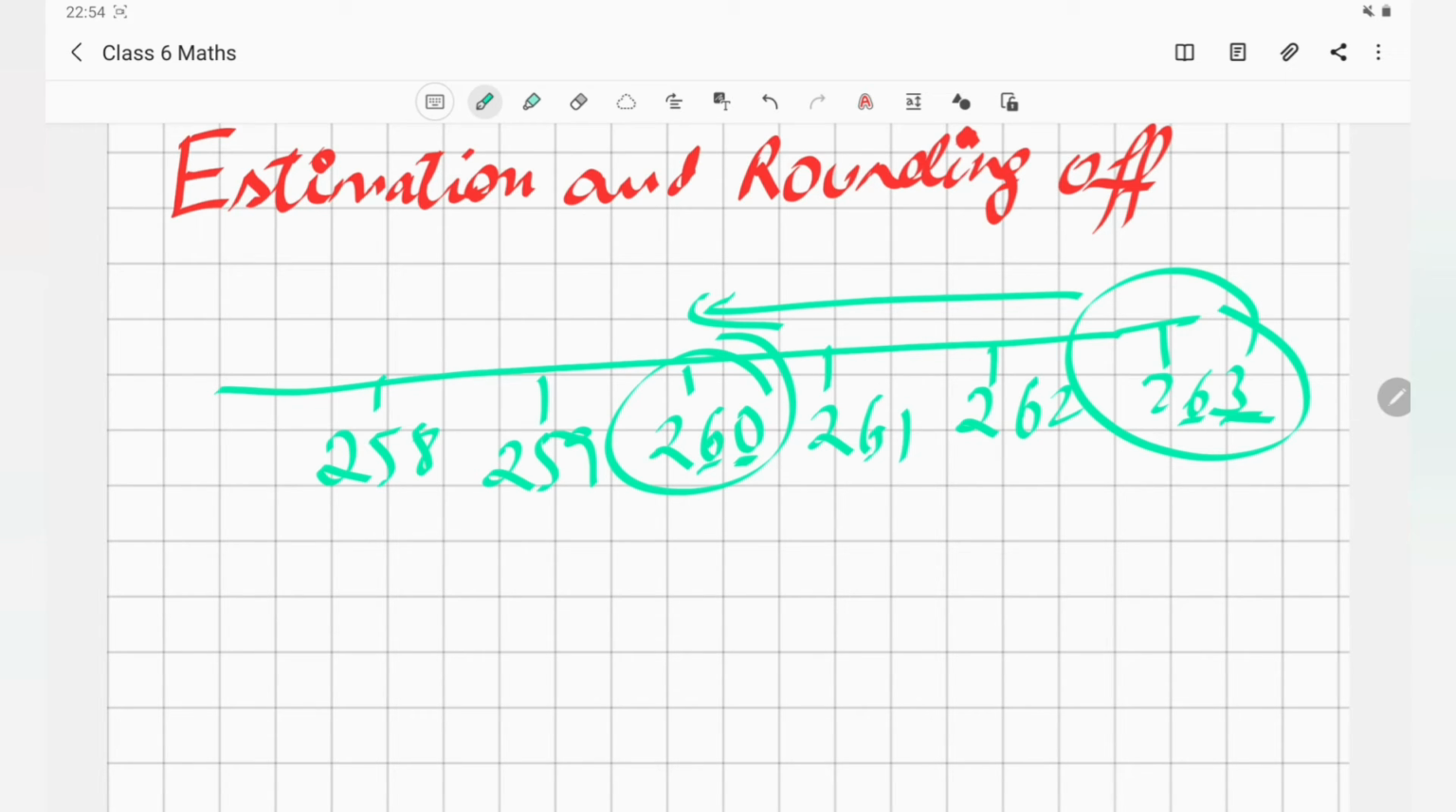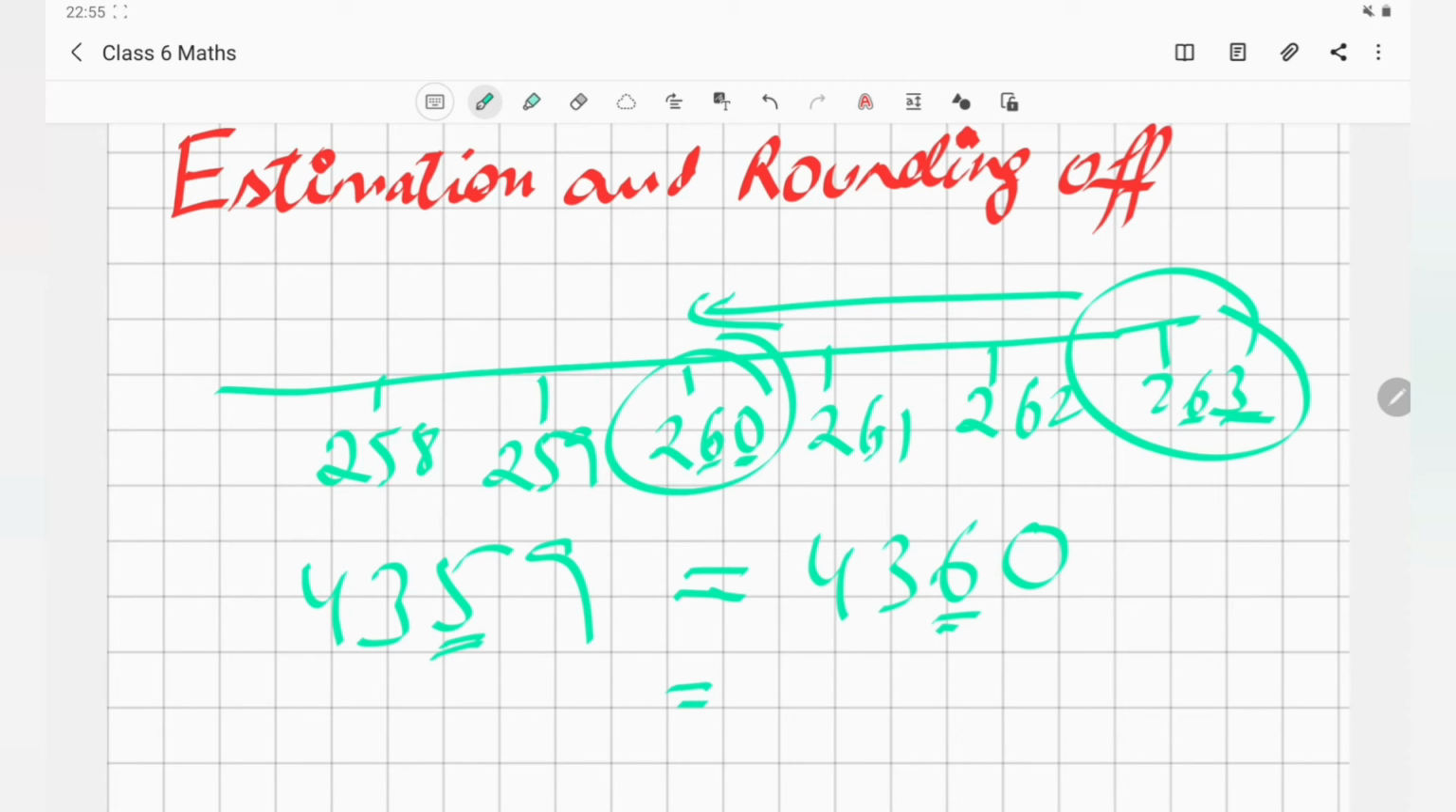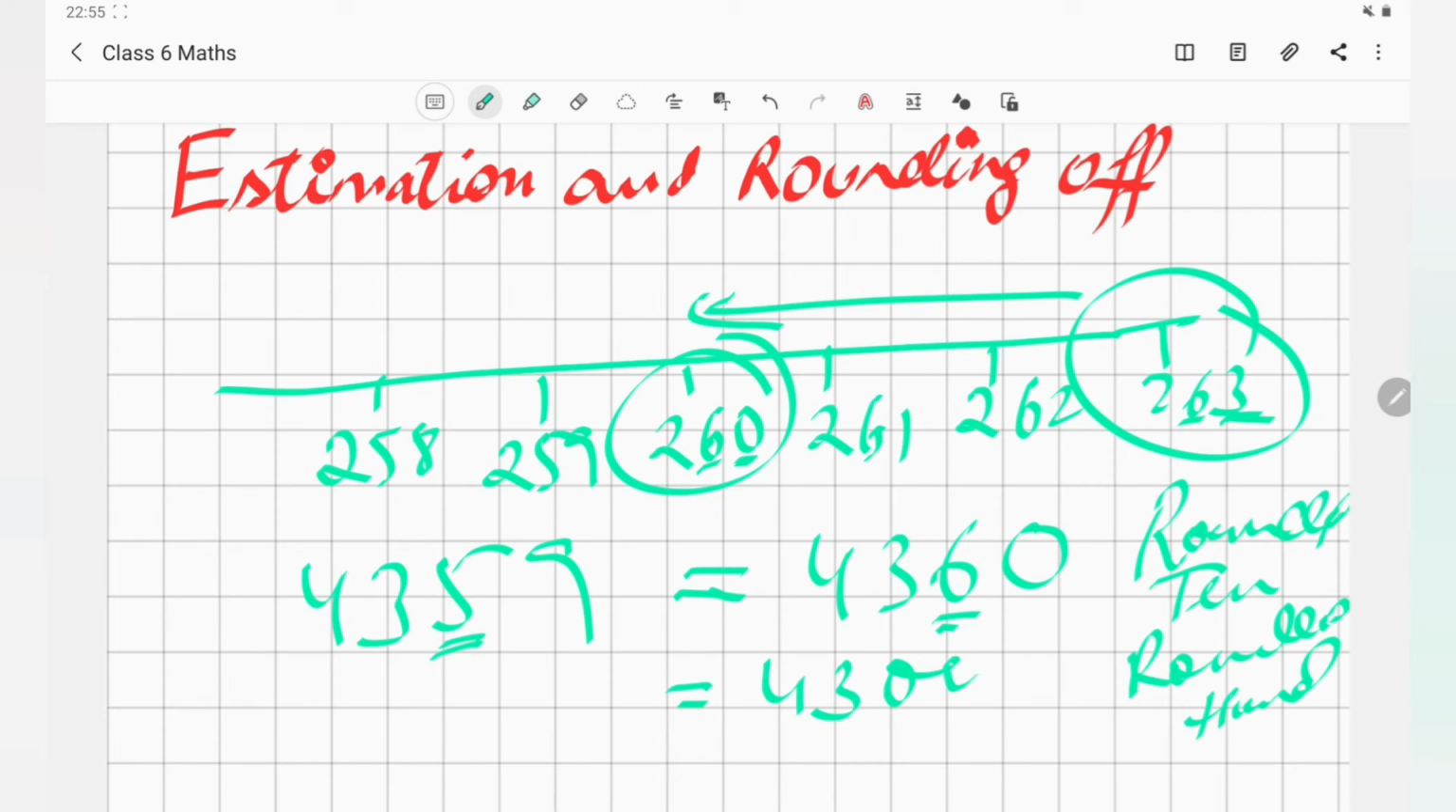So similarly, if somebody asks you to round, let us say, 4359 to the nearest tens, you basically will go and write it as 4360, that you have rounded off this particular number, right, at the tens place. If the same number has to be rounded to the nearest 100, then what would you write? You'll basically write 4300 or 4400. Which one will be correct?